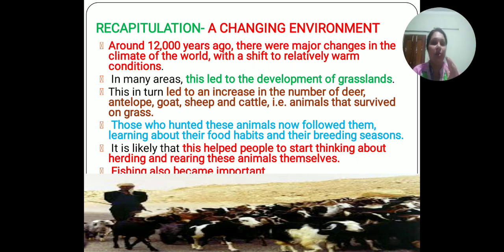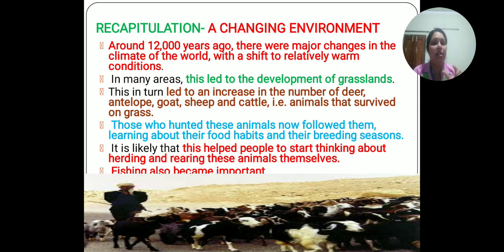These people learned all about the animals, and they started thinking: if we know about the food habits and the breeding seasons of these animals, why should we not keep these animals with ourselves? This thinking gave rise to herding and rearing these animals themselves. They started herding and rearing these animals, keeping them with themselves.